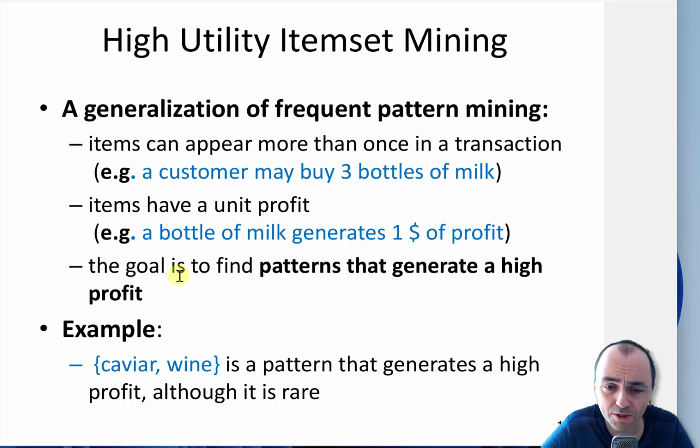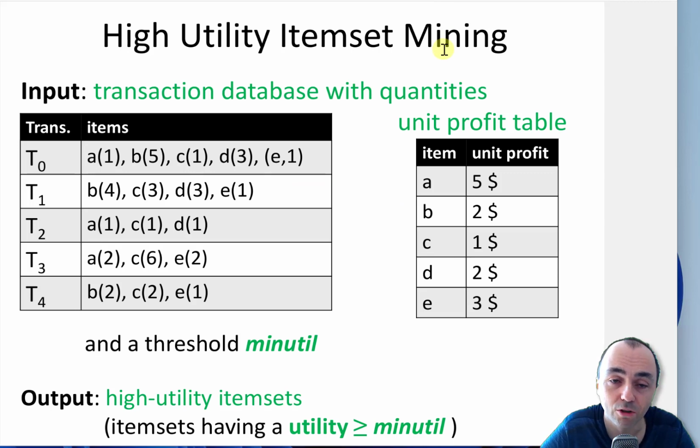Using high utility itemset mining, you could find patterns like caviar and wine, some expensive products. Maybe this pattern is not bought by many people in a store, but it makes a lot of money. This kind of pattern you will maybe not find with frequent itemset mining, but you could find with high utility itemset mining. The pattern may be frequent or maybe not, but it makes a lot of money, maybe more interesting for the business. So let me show you how it works with an example of the problem, then I will show you the algorithms and so on. In high utility itemset mining, the input is a transaction database with quantities.